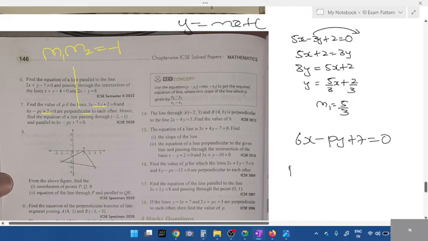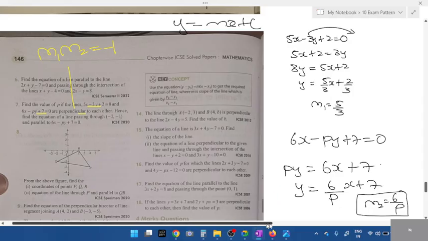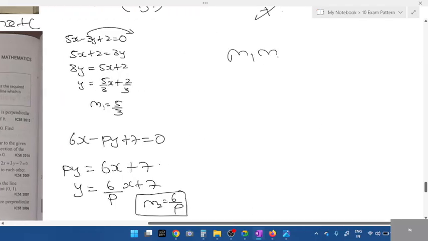Fine. We need p, students. py is equal to 6x plus 7. What is the y value? Bring the speed up. Yes, y is equal to 6 by p x plus 7. What is M2? 6 by p. Are these lines parallel or perpendicular? Perpendicular. M1 into M2 is equal to -1. 5 by 3 into M2, which is 6 by p, is equal to -1.